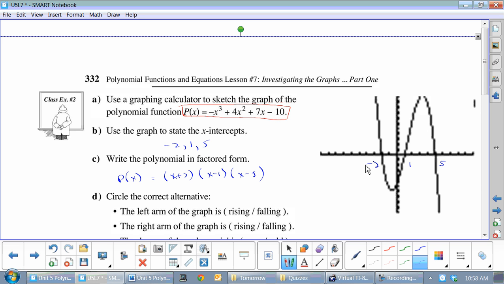Okay, now put that into y2 and make sure that it's right. Okay, and you should get the same graph. Are you getting the same graph? You're not getting the same graph.